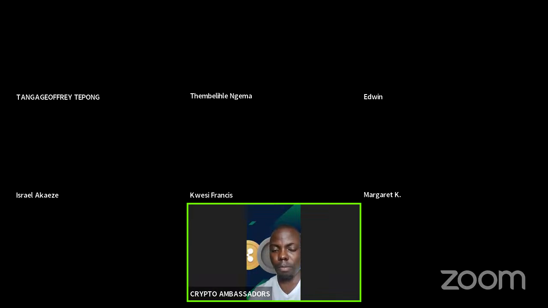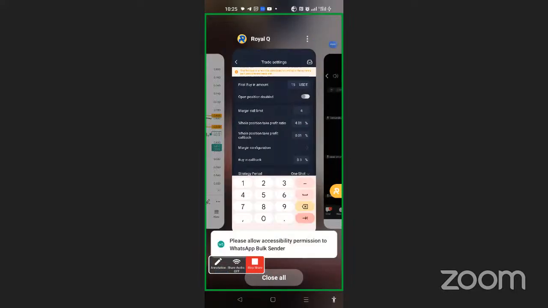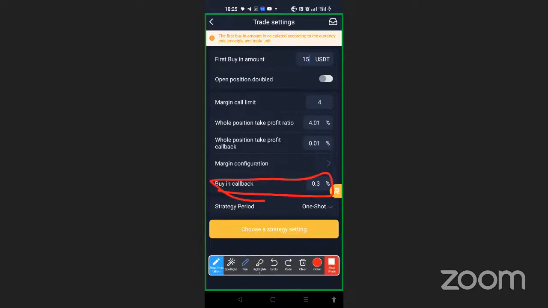So now when we go back there to the main panel, because I see down there was something like buy in. You go back there, I will show it to you. Yes, buy in callback, that one. You want to know what it means? Yes, the buy in callback.